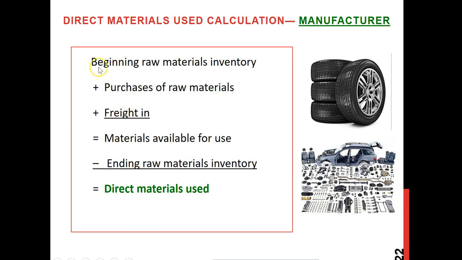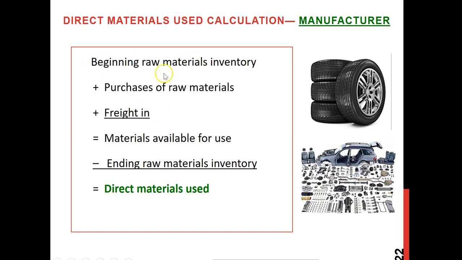Now remember, these are the raw materials that you already had, and then you purchased additional raw materials, and these two together we will call materials available for use. If you remember from your AC 221 financial accounting course, you had a little bit of an idea about inventory, first in first out, last in last out. We will not go there, but the concept is the same.